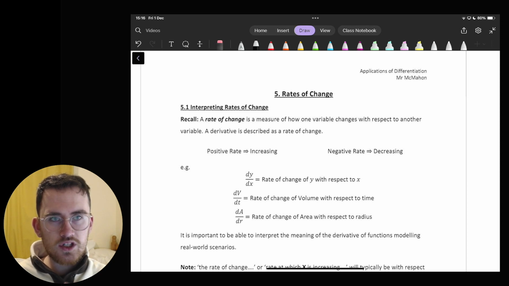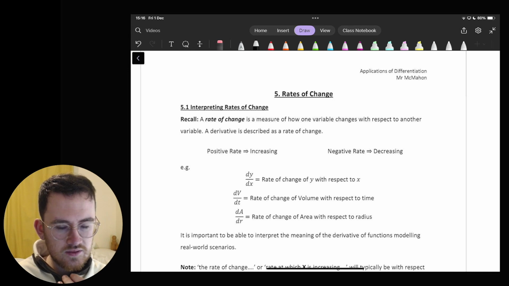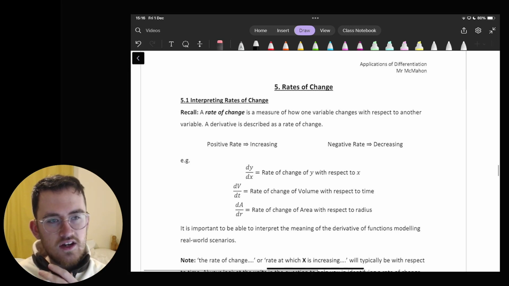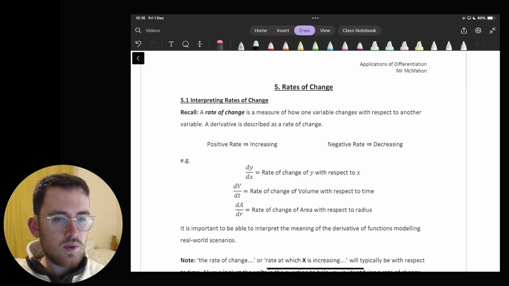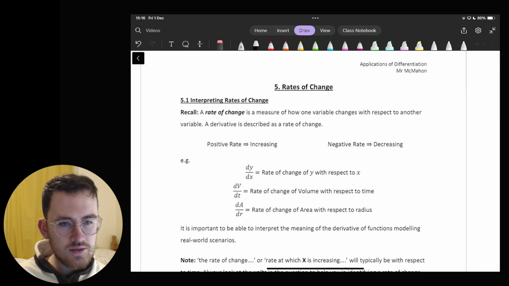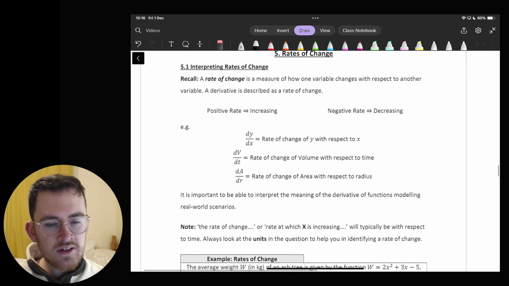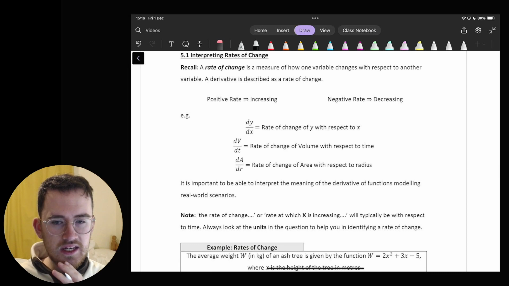So the rate at which one quantity is changing with respect to a particular variable, if that is negative, then that quantity is decreasing. The examples we might have are the general derivative, the rate of change of y with respect to x. You might have the rate of change of volume with respect to time, so that's dv dt. You could have dA dr, which is the rate of change of area with respect to radius, and so on and so forth. What I've said here is it's important to be able to interpret the meaning of the derivative for functions modeling real world scenarios.